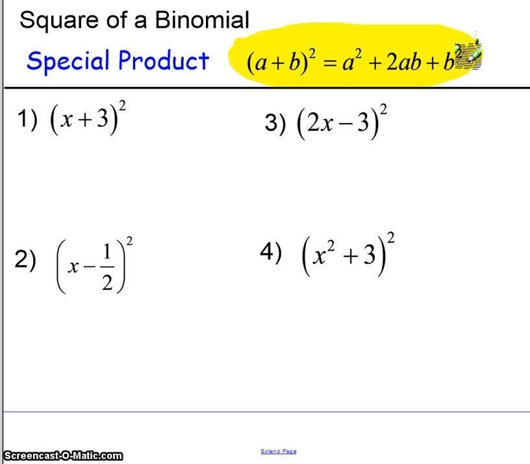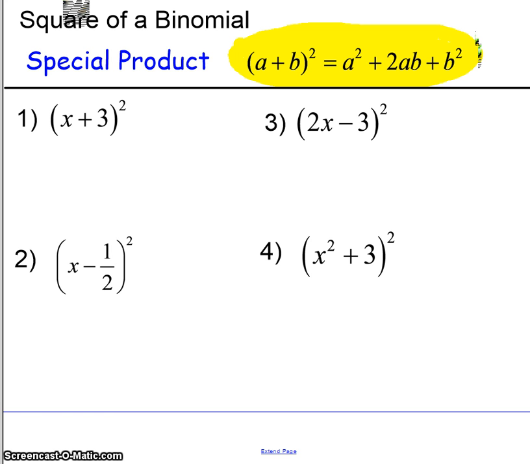This is a formula that is not necessarily stressed in Algebra 1, but it is really important. We're going to use this a lot this year, so you have to be able to use this formula. And in the next video after this, we're going to be doing the opposite of this. We're going to use the formula backwards.